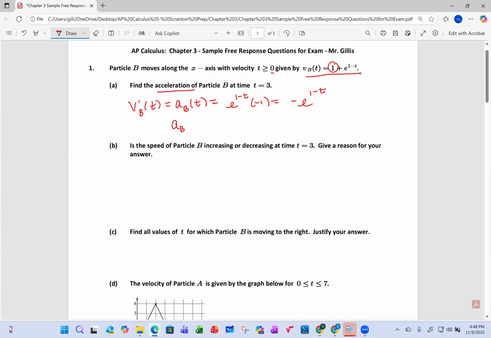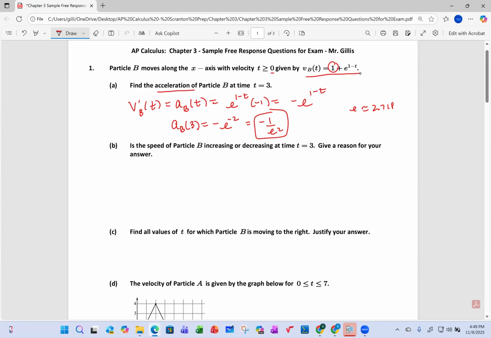And the acceleration of particle B at time t equals 3 just means to replace t with 3. And I don't even need to do this much, guys. That's good enough. All right, remember e is just 2.718, so e is getting closer to 3, but not quite. Okay, so it's just under 3.